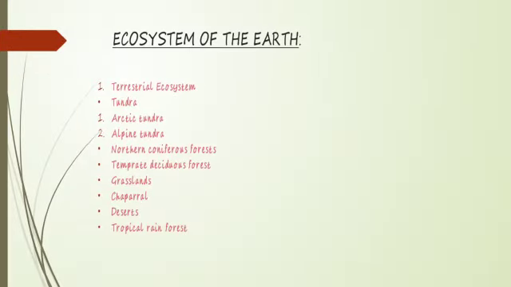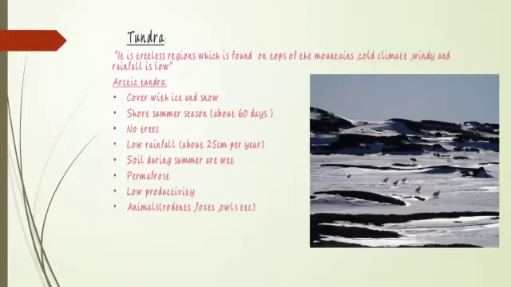The next is ecosystems of the earth, which include terrestrial ecosystems: tundra, arctic tundra, alpine tundra, northern coniferous forest, temperate deciduous forest, grasslands, chaparral, deserts, and tropical rainforest. Tundra is a treeless region which is found on tops of mountains. The climate is windy and rainfall is low.